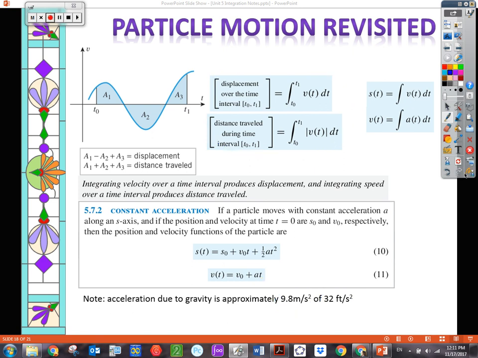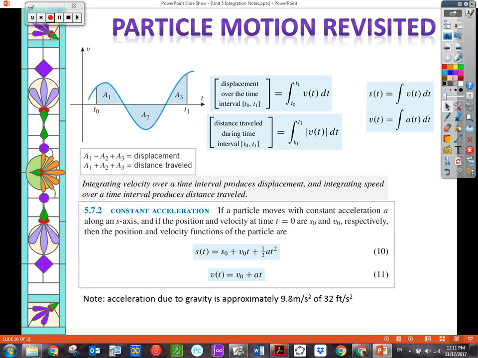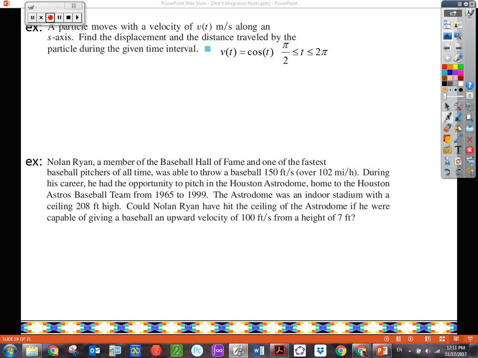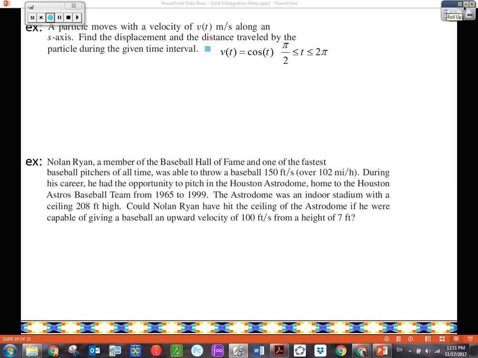So any general questions before we start the examples? All right, let's go to the second page. So our first example is telling us we have a particle moving with a velocity in meters per second along an s-axis. Find the displacement and distance traveled by the particle. They're giving us velocity, and the time between pi over 2 and 2 pi.